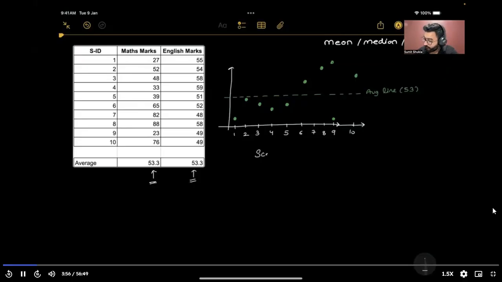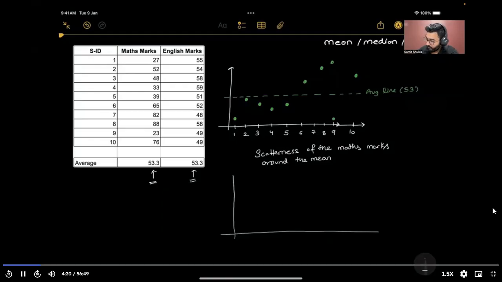So this is the scatterness of the maths marks around the mean. Now let's do the same thing for English, just doing the same thing. Students 1, 2, 3, 4, 5, 6, 7, 8, 9, and 10. Let's assume that again the average is over here. So this is 53.